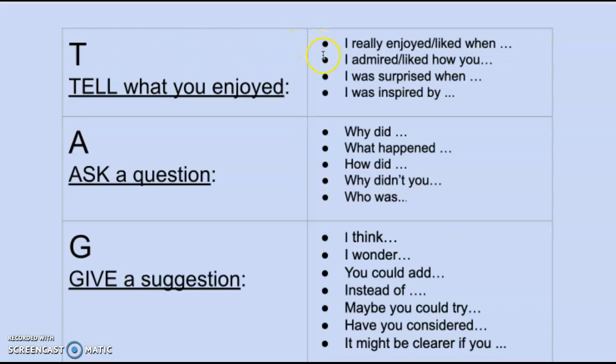Here are some sentence starters to help you with that. I really enjoyed or liked when. I admired or liked how you. I was surprised when. I was inspired by. There's more than this, but these are to help you if you need some assistance. The A in the acronym stands for ask a question. So when you're giving feedback, it's great to ask questions. Questions might start with why did, what happened, how did, why didn't you, or who was. There can be more than this, but this can get you started with your questions.